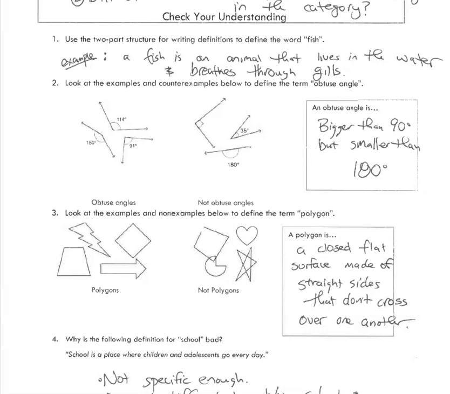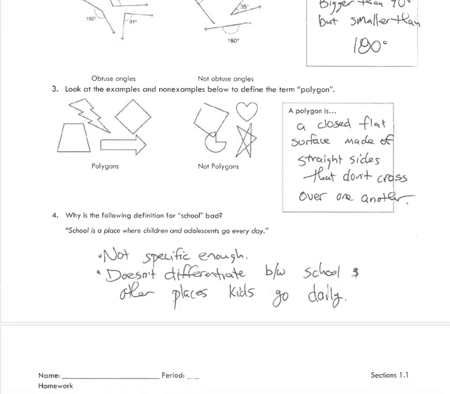The next one, we're talking about the definition of a polygon by looking at examples and non-examples. It is a closed, flat surface made of straight sides that don't cross over one another. And the way that we did this was by looking at the examples and then the non-examples. You could see some of the non-examples are very close to examples. The top left one looks a lot like something in the examples, but it's not because it's not closed. So I knew it needed to have that in the definition.